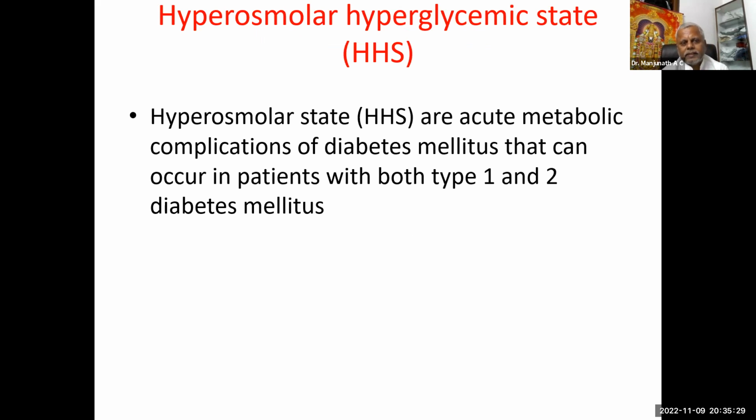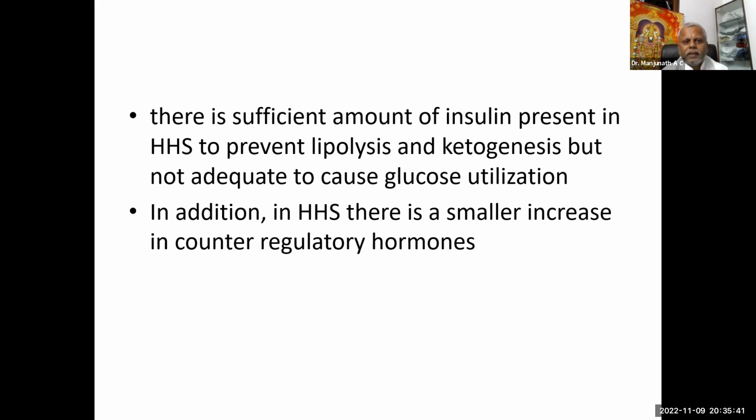And the second state, hyperosmolar hyperglycemic state. This is also an acute metabolic complication of diabetes that can occur in both type 1 and type 2 patients. Here, there is some amount of insulin present in the body. In case of diabetic ketoacidosis, there is absolute lack of insulin. Here, some amount of insulin will be present that prevents lipolysis and ketogenesis, but is not adequate to cause peripheral tissue glucose utilization.